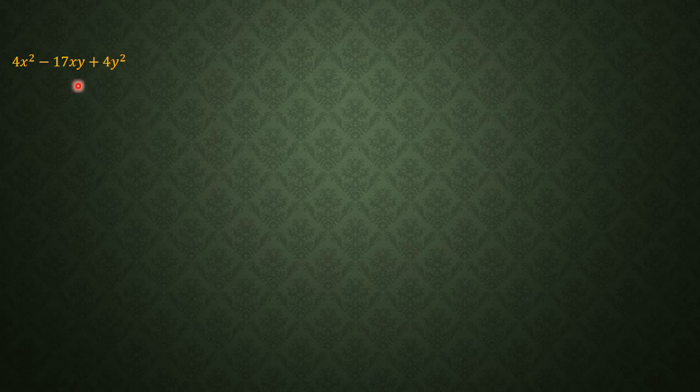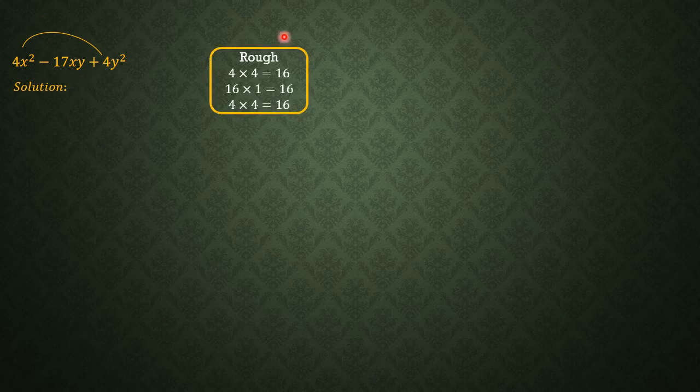This is a bit, I'm not going to say a difficult question, but the questions are now improving to the next level. Now the same first step: 4 fours are 16. The dialog box shows you here 4 fours are 16, and the possible pairs are 16 ones are 16 and 4 fours are 16.